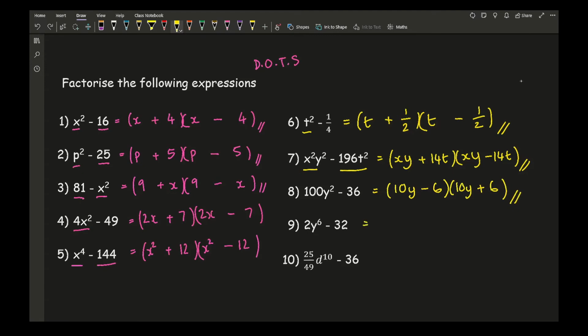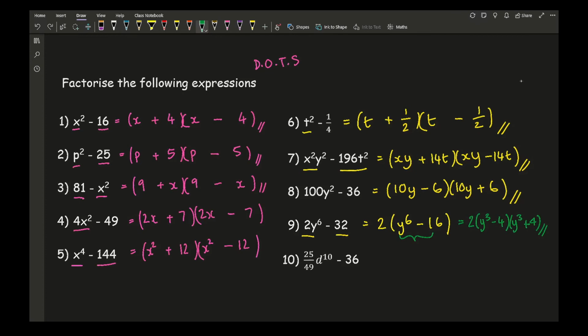Now this one's a little bit tricky because 2 is not a square number, 32 is not a square number, but I do have an even power. For this, I need to think, well, okay, I can't use the difference of two squares straight away, but one thing these two terms have in common is they're multiples of 2. So let's take a 2 out. Here I've got 2 times y to the power of 6 minus 16. Now you can see that although I didn't have a DOTS to start off with, I now have a DOTS in the bracket. So this becomes 2, and I'm going to have y cubed minus 4 and y cubed plus 4. And there is my final answer.